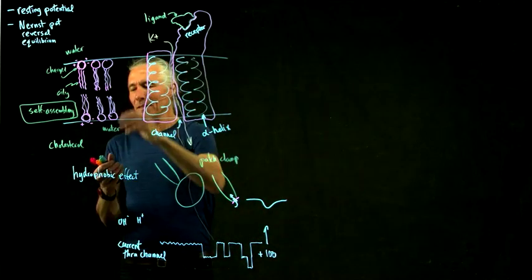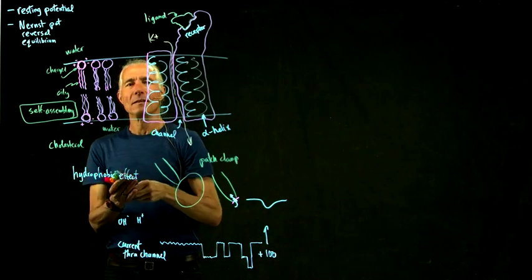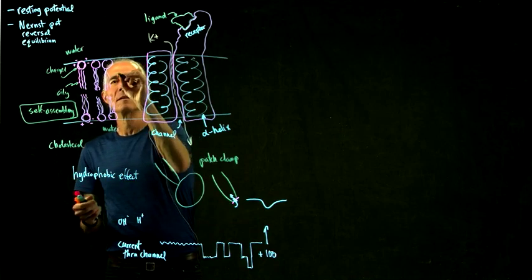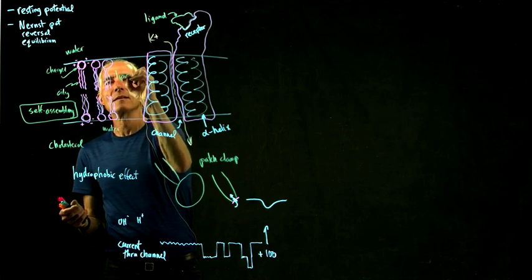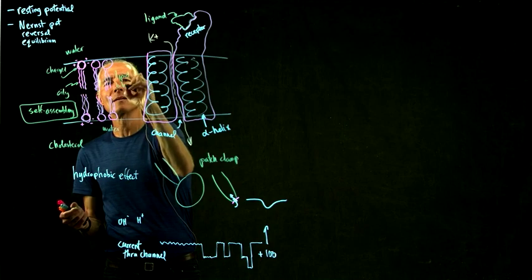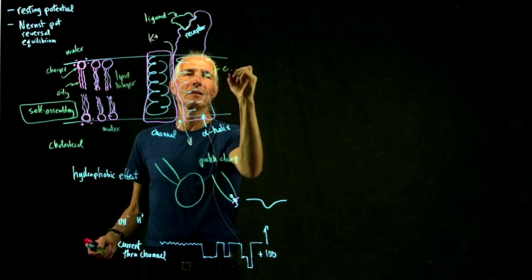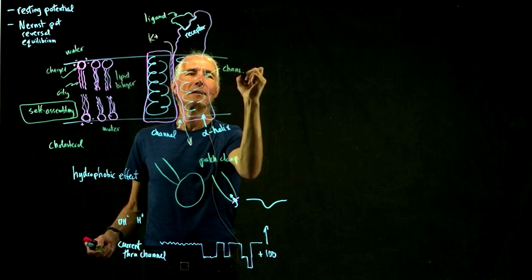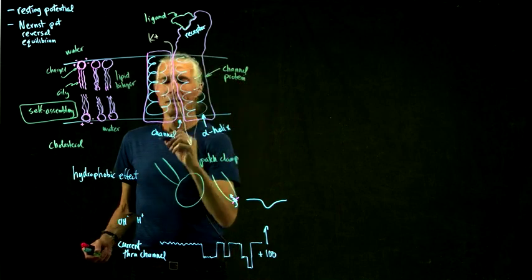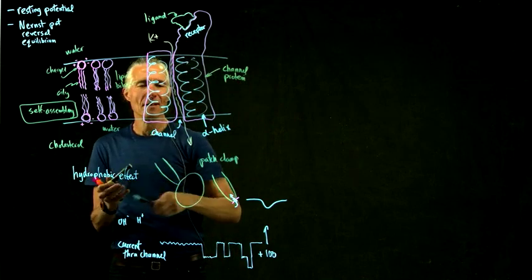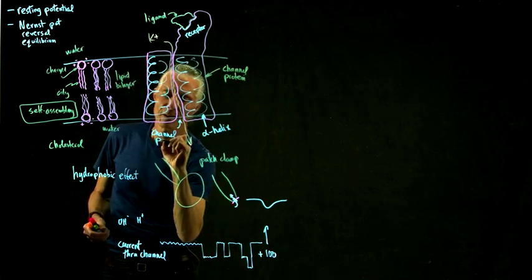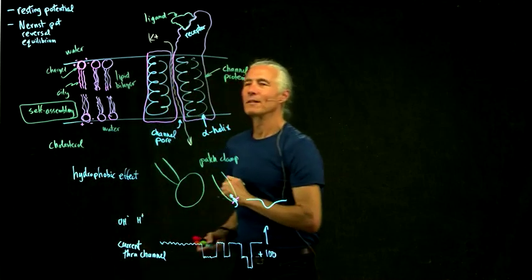This is the lipid bilayer, and this guy's a channel protein. This is the channel pore right here. That's the actual hole through the channel.